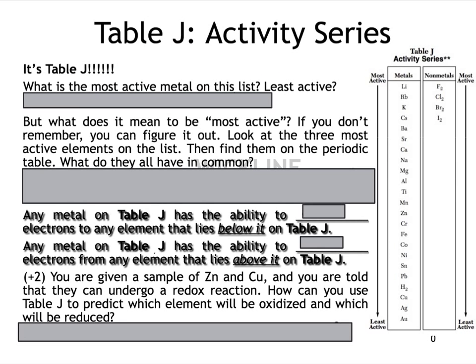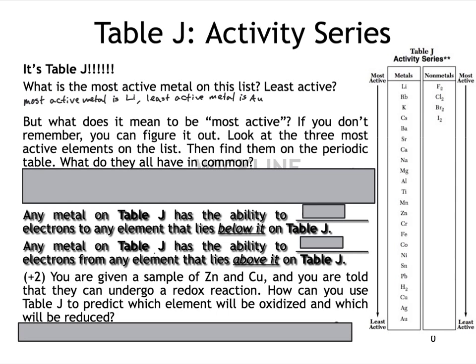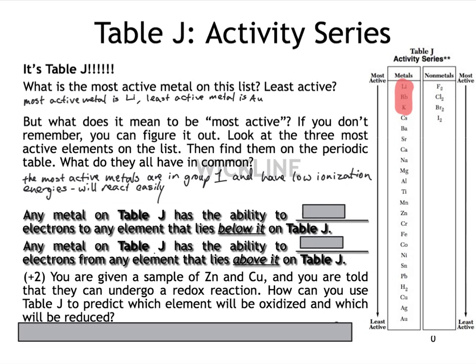All right, so Table J. Just as a refresher, Table J has a listing of metals, and the most active metals are the ones on the top of Table J. So the most active one is lithium, and the least active metal is gold. And if you're paying very close attention, you might notice that lithium, rubidium, and potassium, the three metals at the top of Table J, are all in group 1 together, and that means they all have a very low ionization energy. So that's what they have in common.